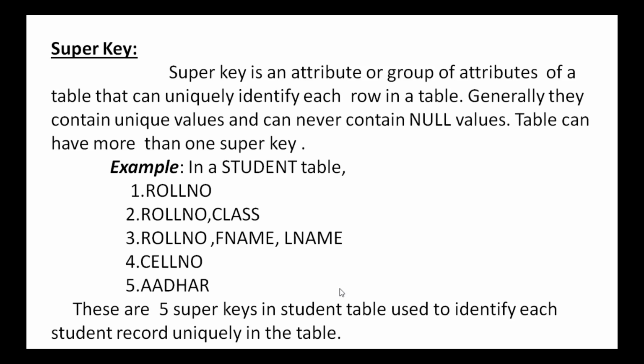So how many super keys are in the student table? Roll number plus class, roll number plus first name plus last name, cell number, Aadhaar number. There are 5 super keys in the student table. Those are used to identify each student record uniquely in the table.